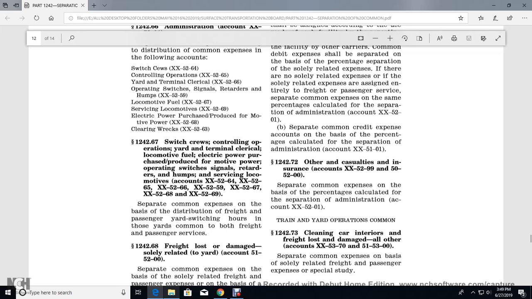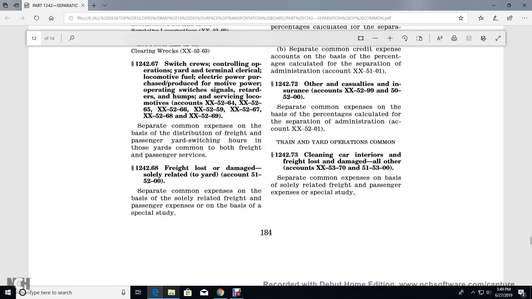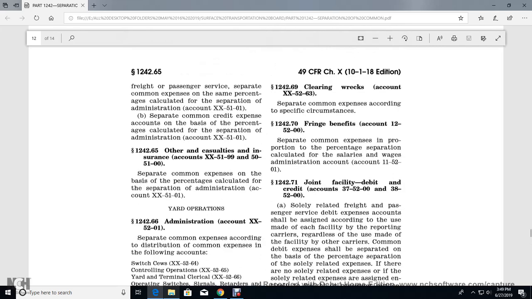Separate common expense with the base for the distribution of freight and passenger yard switching hours of the yards common to both freight and passenger services. 1242.68 Freight loss and damage is solely related to yard, account 5152.00: separate common expense with the base of solely related freight and passenger expense, with the special study. 1242.69 Clearing wrecking, account XX 5263: separate common expense according to specific circumstances.